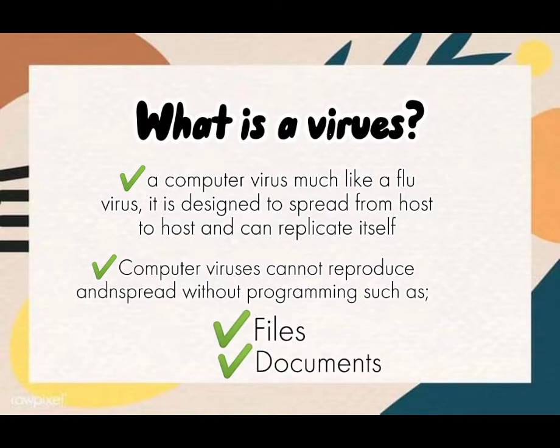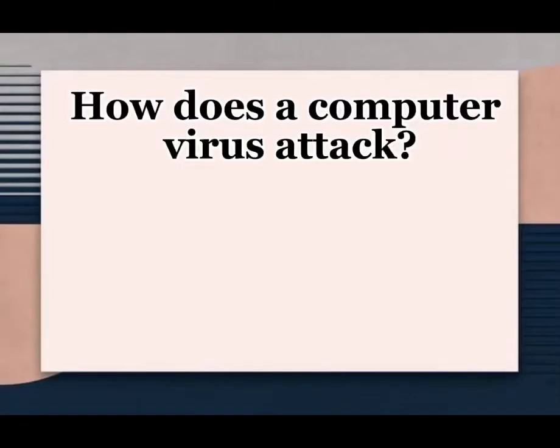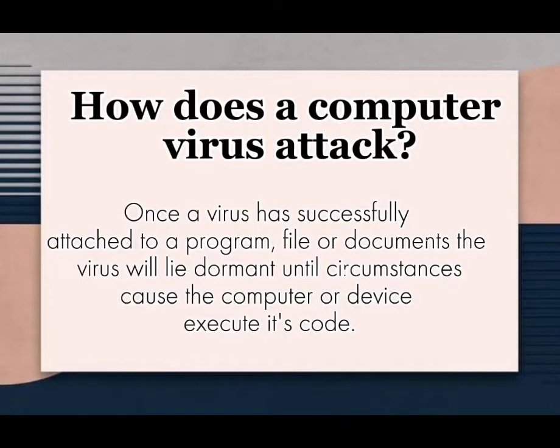In more technical terms, a computer virus is a type of malicious code or program written to alter the way a computer operates and is designed to spread from one computer to another. How does a computer virus attack? Once a virus has successfully attached to a program, file, or document, the virus will lie dormant until circumstances cause the computer or device to execute its code.